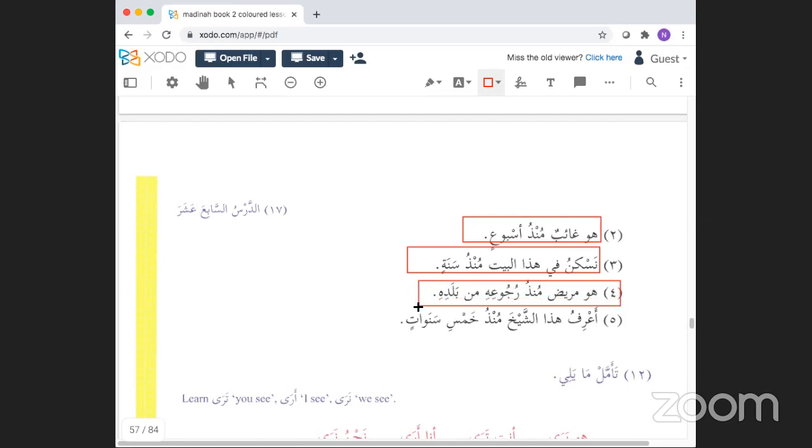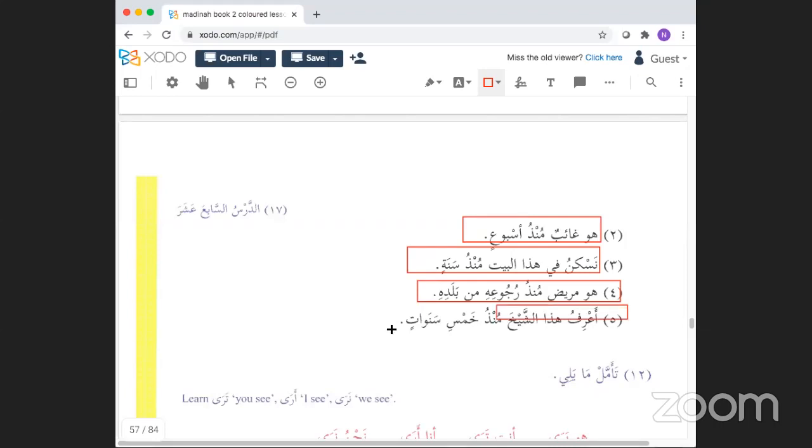Adil, can you translate this for me, please? هو مريض منذ رجوعه من بلده. He is sick since return from his home country. His home country. So he has been sick ever since he returned from his country.